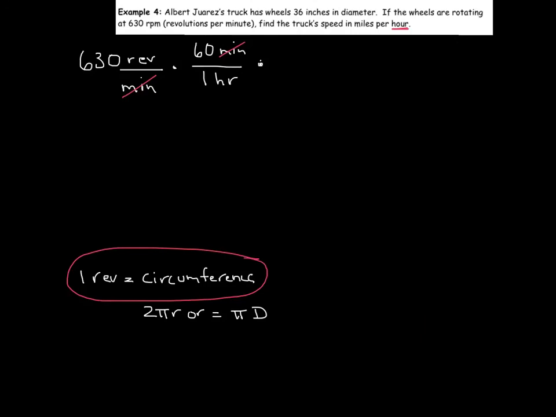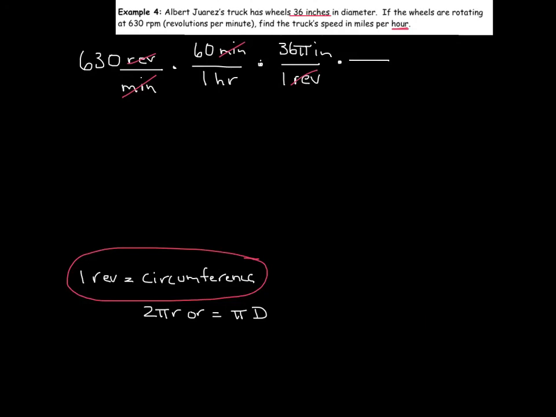All right, so let's see if we can do that. 1 revolution is equal to the circumference. Well, what is the circumference? Pi times the diameter. What is the diameter? It tells us the diameter is 36 inches. So therefore, this is going to be 36 pi inches. Now don't forget to put the units there or you'll get confused. Inches. All right, so we're doing good. Now we can see that the revolutions will cancel. And now we just need to convert inches to miles, and we are home free.